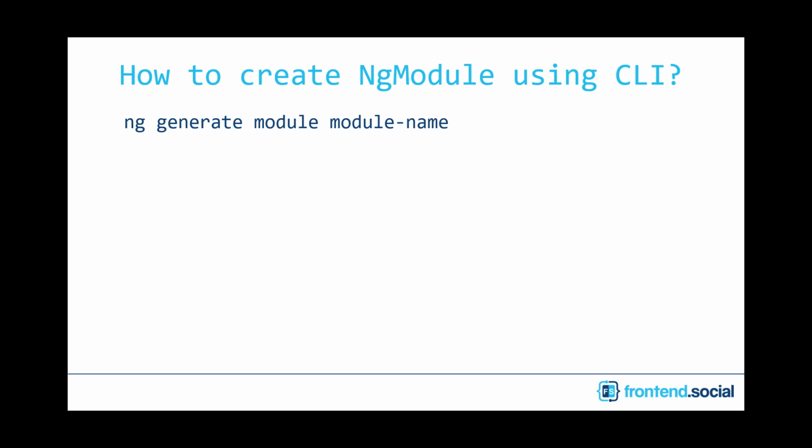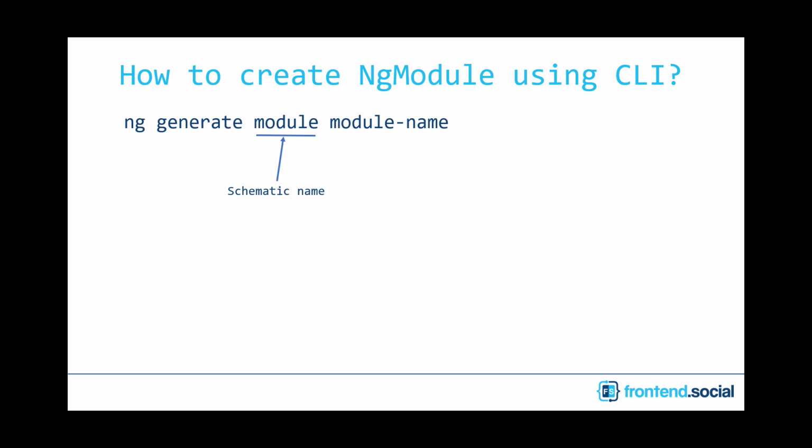Alright, let's try to decipher this command. ng stands for Angular CLI here. generate says trigger a schematic. And the schematic name is module. So there can be multiple schematics. Here we are using module and then the module name.